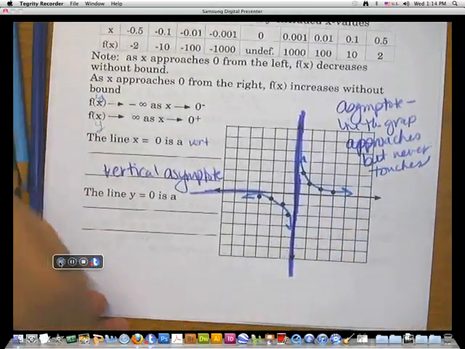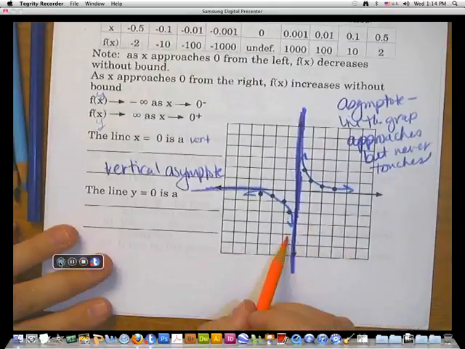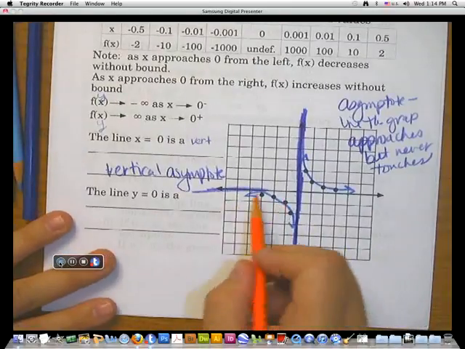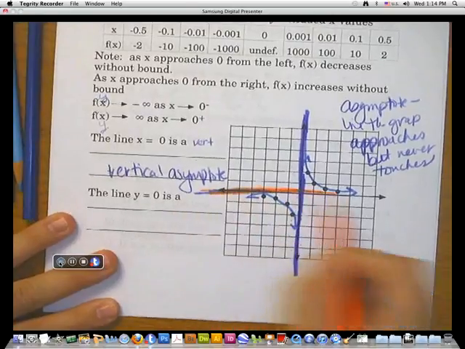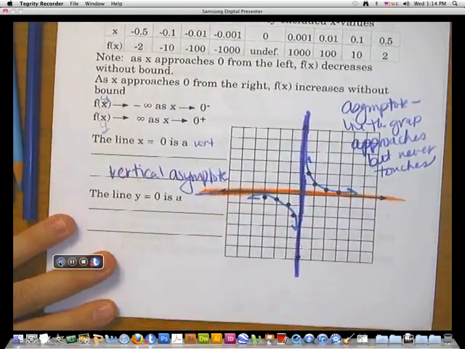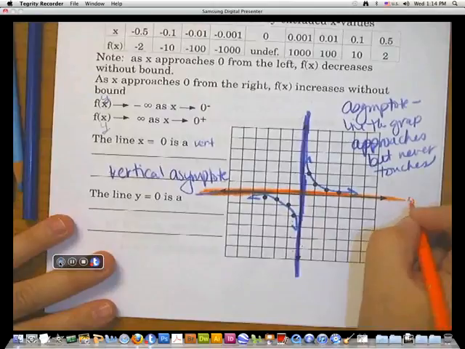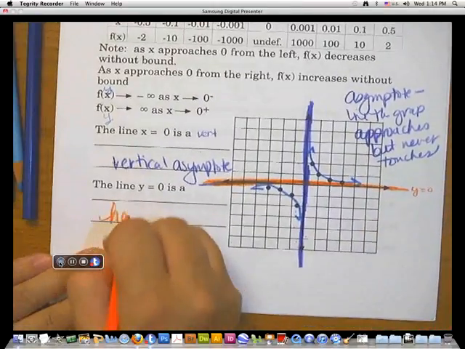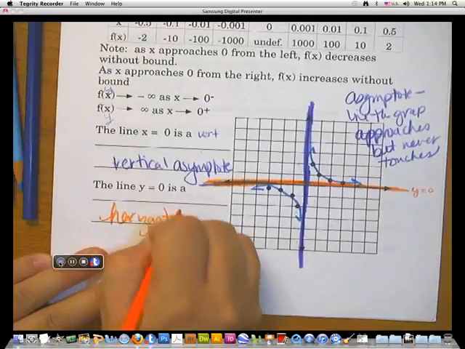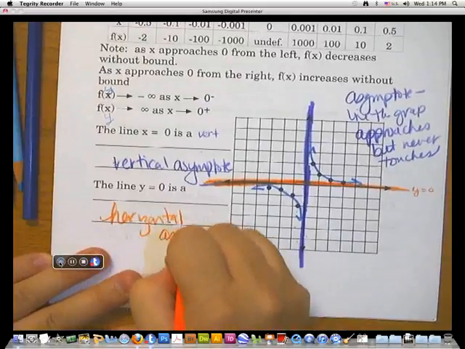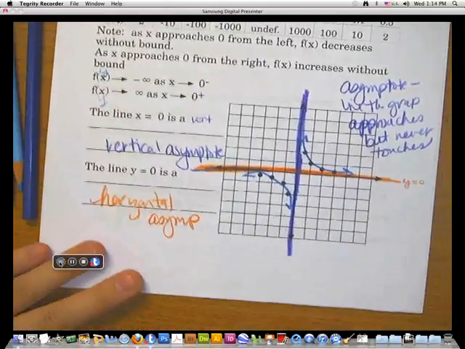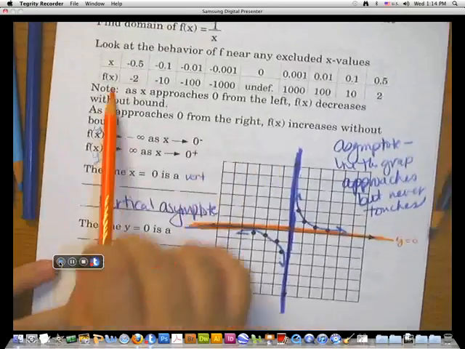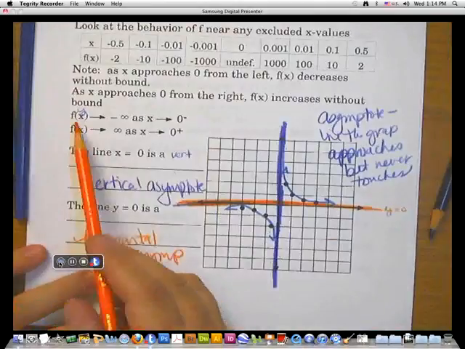Okay, so here, as the y's approach 0, we get this line, because that's y is 0. We get the horizontal asymptote. So these asymptotes are the boundaries of this function.